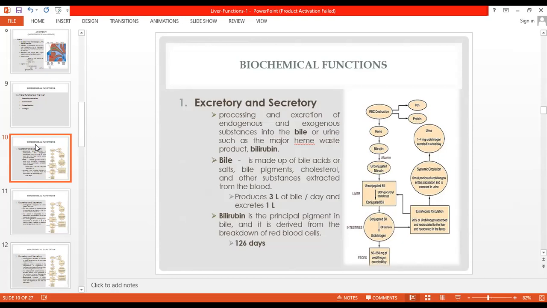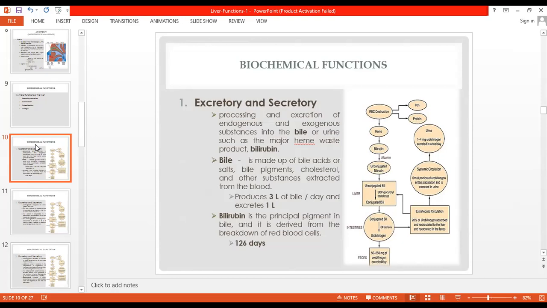The liver is the only organ that has the capacity to rid the body of heme waste products. Bile is made up of the bile acids or salts, bile pigments, cholesterol, and other substances extracted from the blood. The body produces approximately 3 liters of bile per day and excretes 1 liter of what is produced.